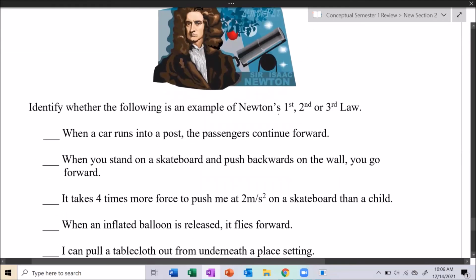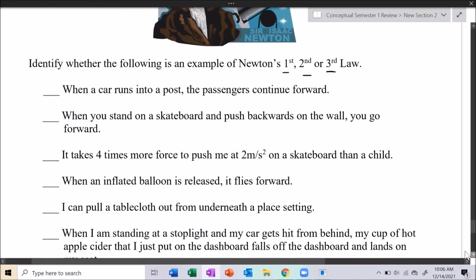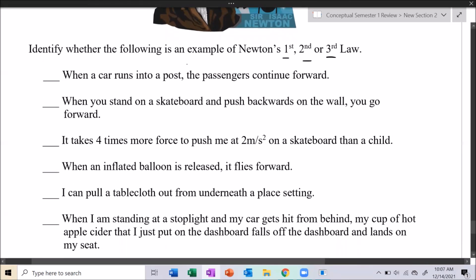All right, first law, second law, third law. Can you find the difference between them? First law is going to be the law of inertia. Second law is F equals ma. And third law is going to be action-reaction force pairs. When a car runs into a post, the passengers continue to move forward. That's because of the first law. The passengers have inertia. They have a tendency to keep going forward.